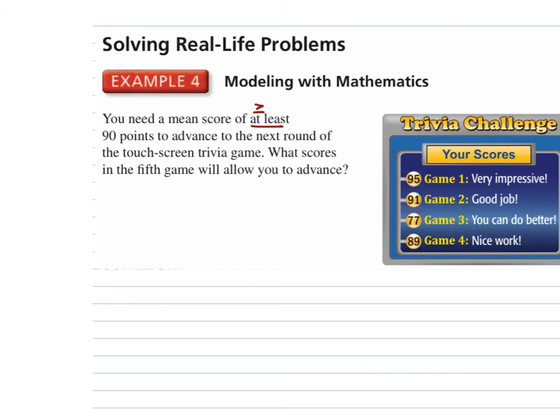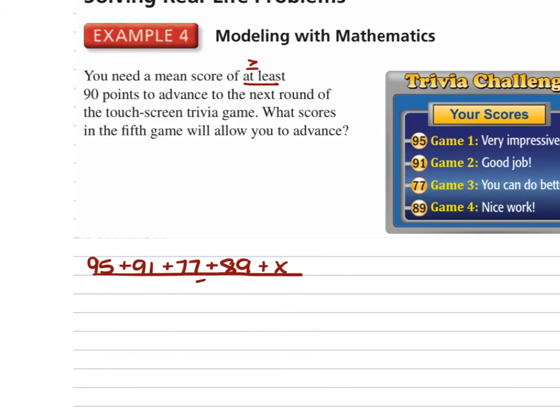So we're going to add up all of these numbers: the 95 plus the 91 plus 77 plus 89. Now we have to play another round, so that's going to be x. If we take the average of these, we're going to divide by the number of terms that we have there, which is 5. And that average is going to be greater than or equal to 90. We add the 95, the 91, the 77, and the 89, and we get 352. So 352 plus x divided by 5 is greater than or equal to 90.